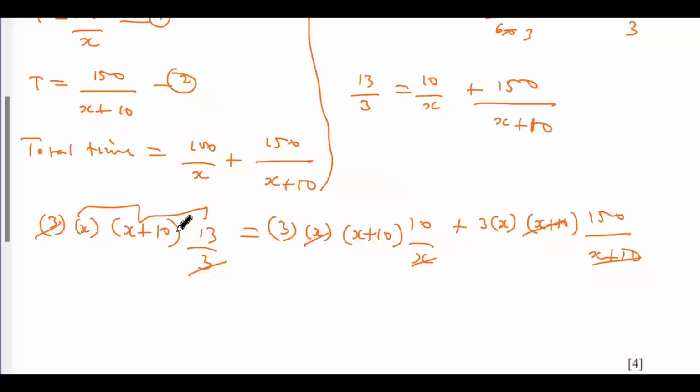If you expand the bracket here, x times x will give you x squared plus 10x. Then multiply by 13. So we have 13x into x plus 10 left here, equals, this will be 3 times 10.